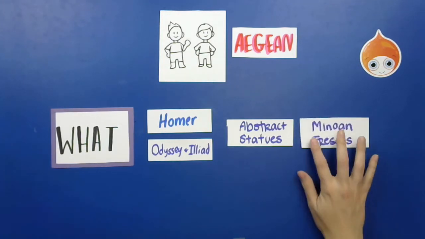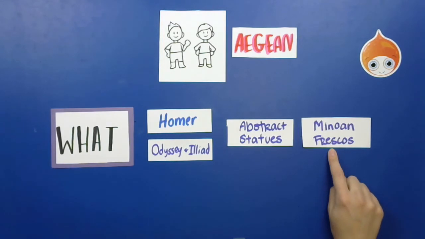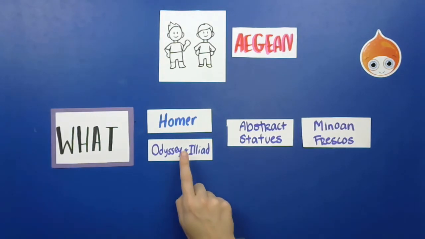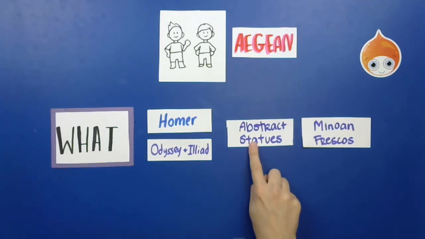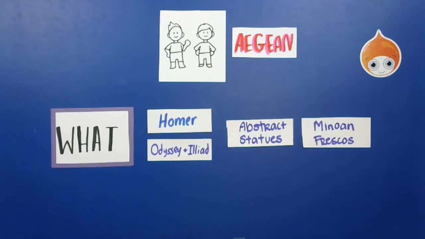And the last one are frescoes. Now these are Minoan frescoes because those are the people that were famous for creating them. But what I would definitely want you to remember is frescoes. So let's review this one. Homer, he created the Odyssey and the Iliad, abstract statues, and frescoes. All right, let's go ahead and take a look at some pictures of each one of these.